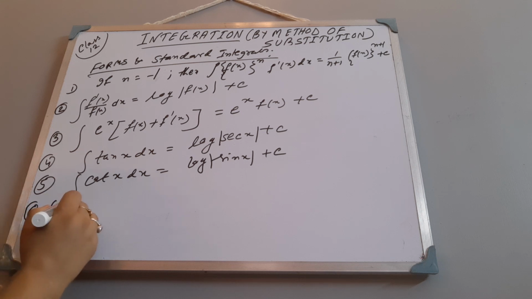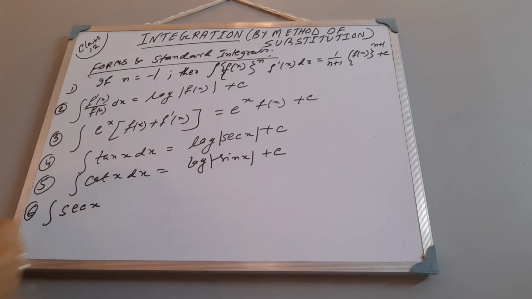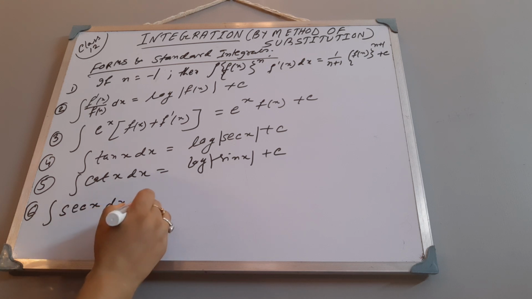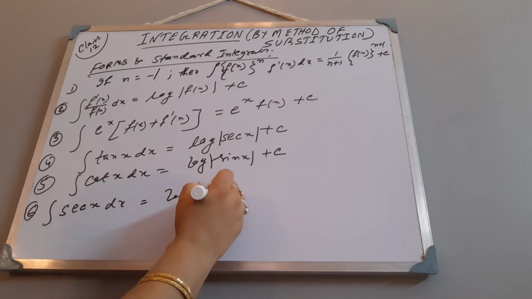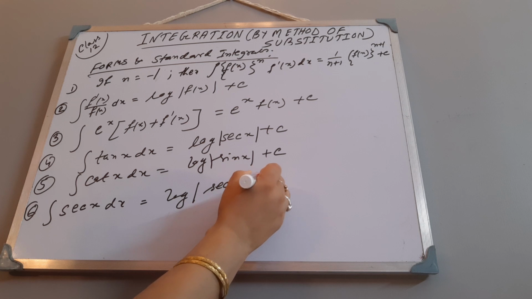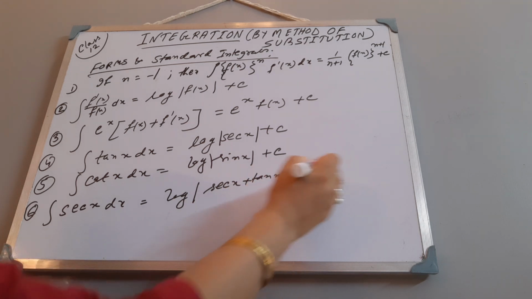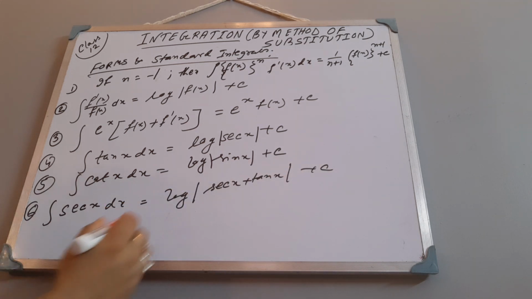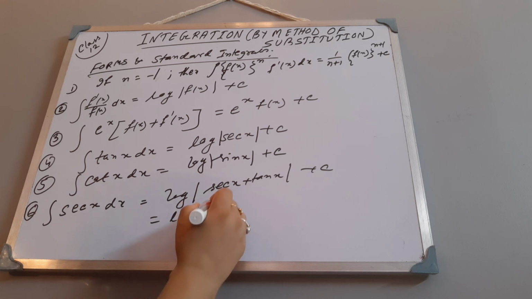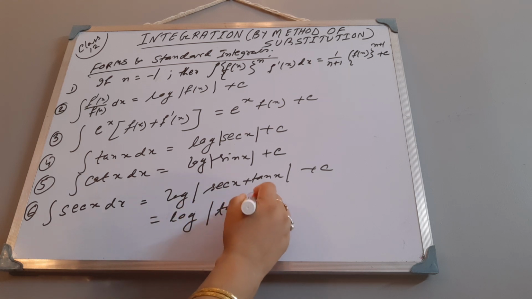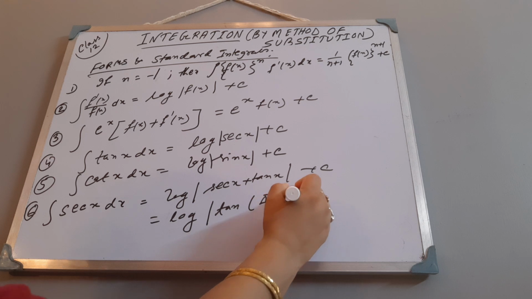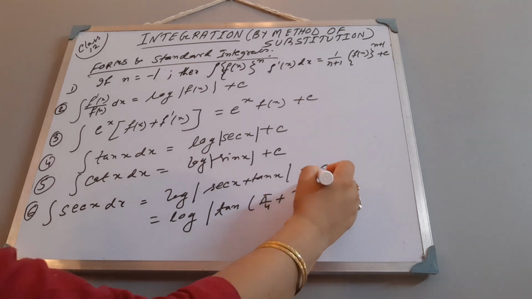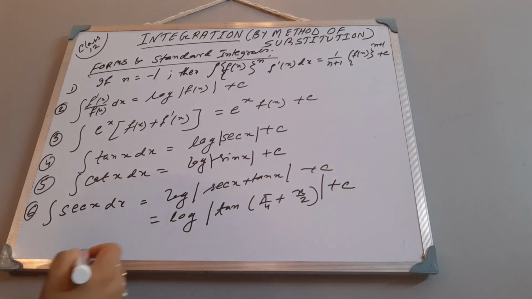Number 6, integral sec x dx is equal to log (sec x plus tan x) plus c. Everything you will get in the book also, but still I am writing because you have to write this before starting the chapter in your exercise copy.